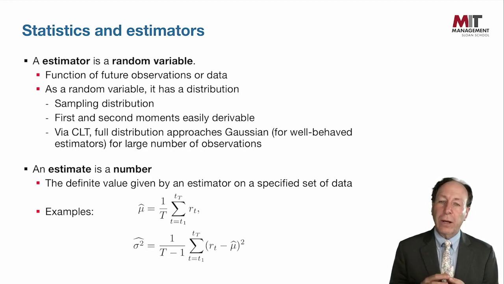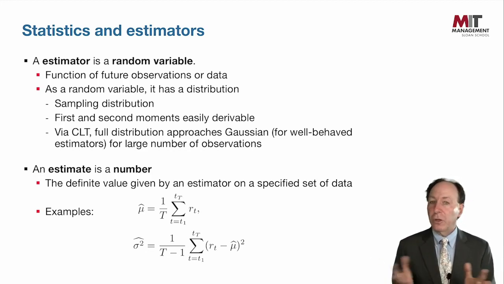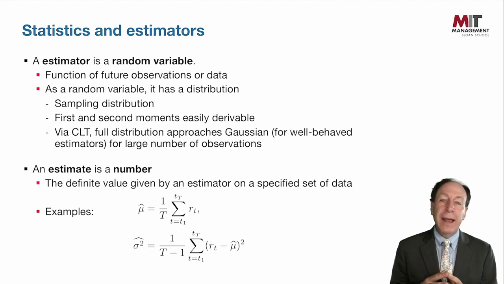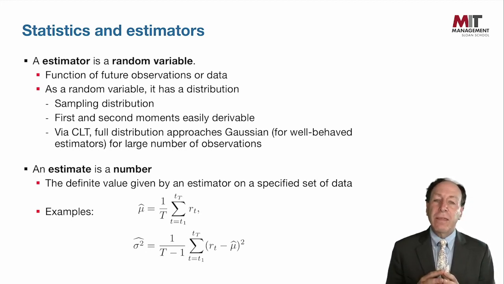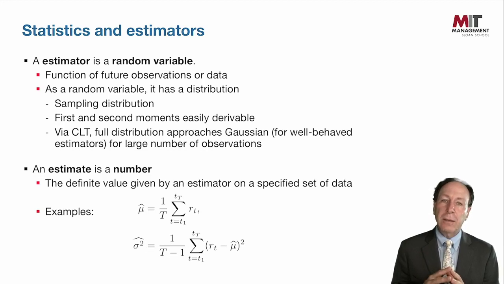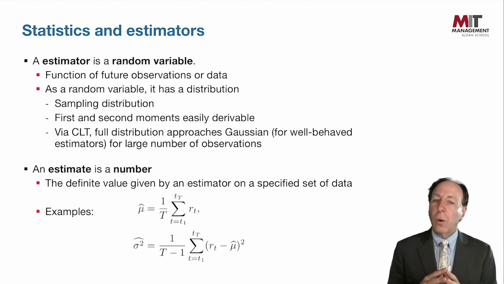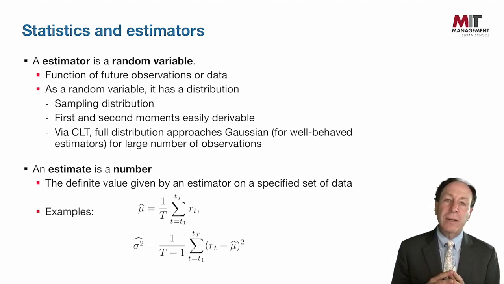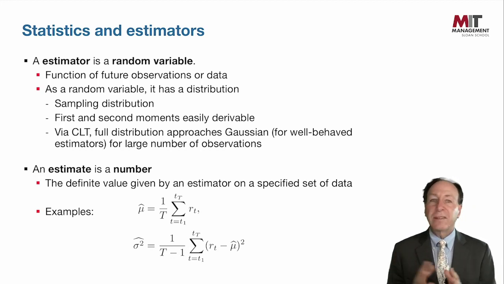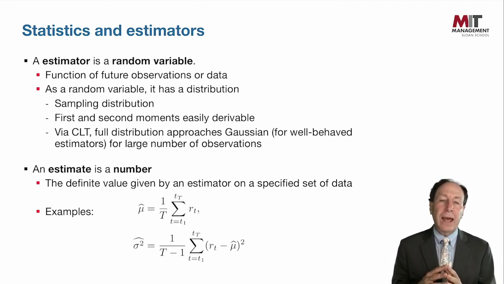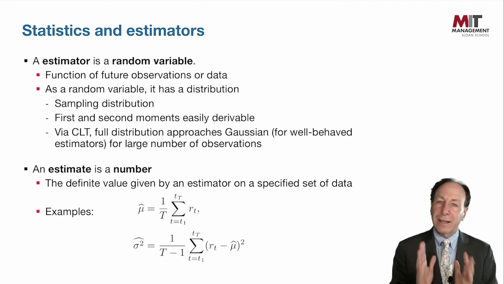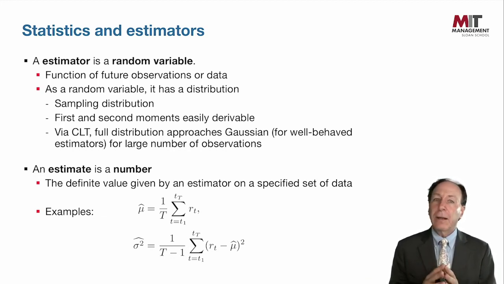So as a random variable, an estimator has a distribution that's known as the sampling distribution, and the first and second moments are easy to compute and derive. And because of the central limit theorem, if we've got well-behaved estimators, then we run into the situation that we might expect, where the sampling distribution can approach a Gaussian as the number of observations gets very large. So that's one of the reasons that we like large statistical samples. We have good statistics. It gives us not just a narrow distribution, but it also gives us one that has a well-known shape. It approaches the Gaussian.